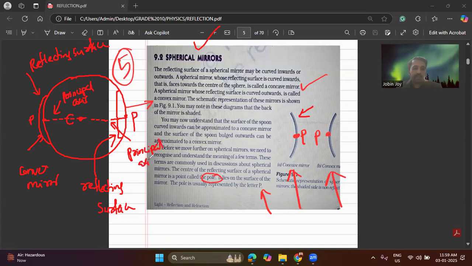This is the principal axis of the concave mirror. There is another point called F. F is called the focus or focal point.